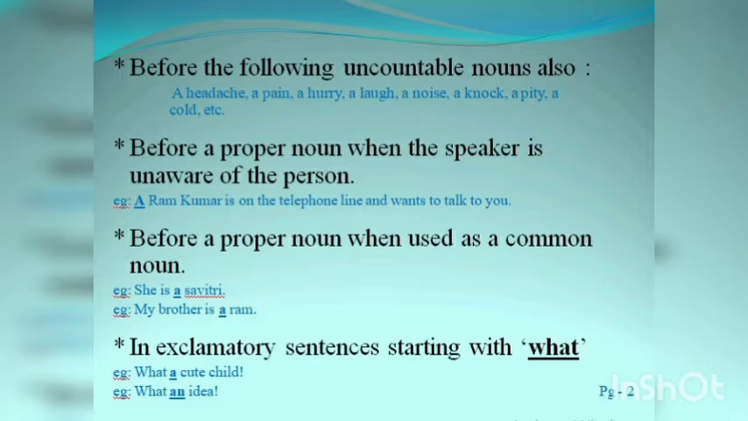What an idea. And another example, what dash sweet music. Here music is uncountable, and before uncountable things we can't use any of these articles, a and the. So what sweet music, we can't say what a sweet music, it will be an incorrect sentence. Next example, what dash beautiful eyes. The word eyes is plural, therefore we can't use a and the before it. The sentence will be what beautiful eyes.